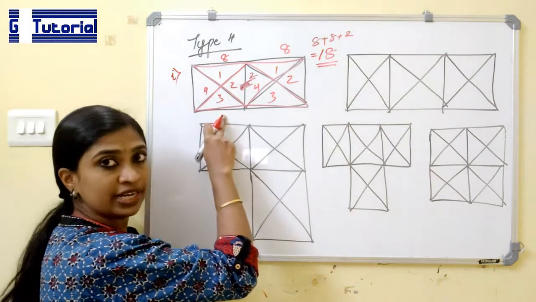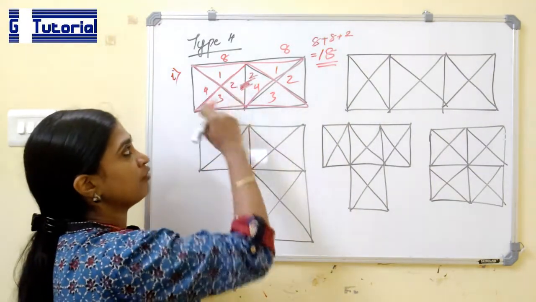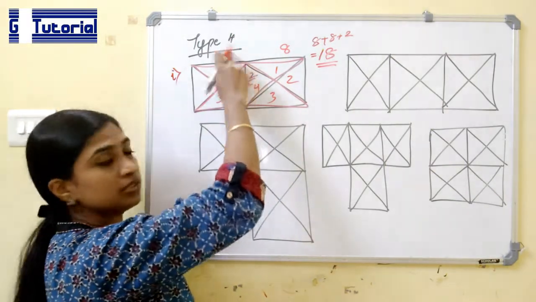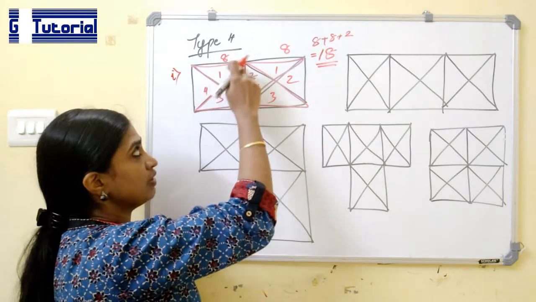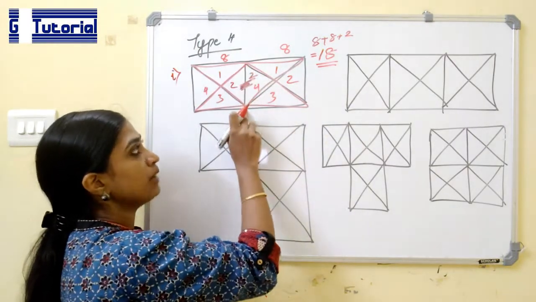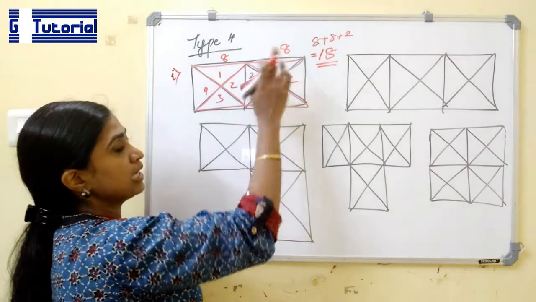Like what we had done in the type 3, we have to find twice the larger number. So 4 2s are 8 is the number of triangles in the given square. Similarly here also, and 2 triangles are formed at the partition. So 8 plus 8 plus 2.